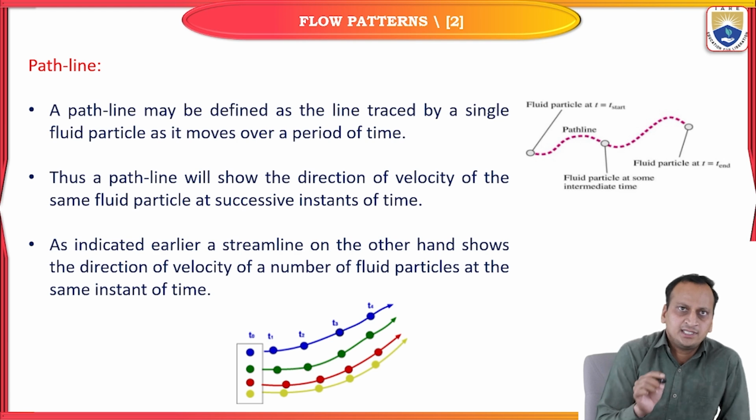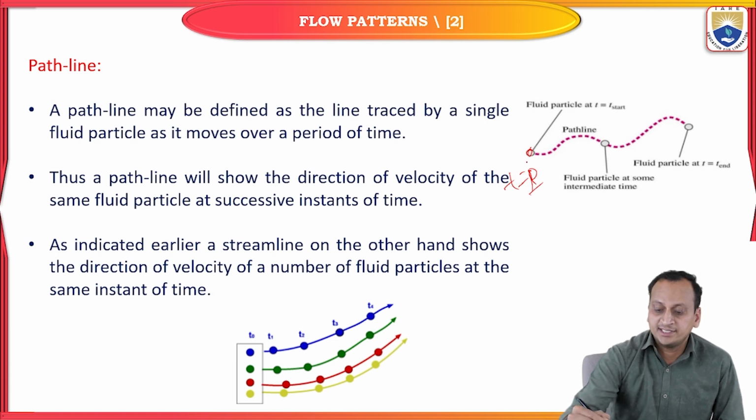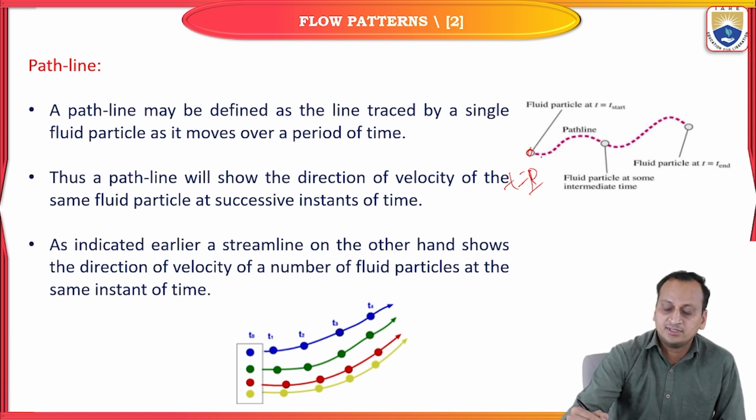Path line means a single fluid particle as it is moving. If you take a fluid particle at t equals 0, or at t equals 1 at first second, if you observe, the fluid particle has started at this location, and now if you trace the path of the fluid particle at different seconds, at t equals 2 at this location, you have to connect it.